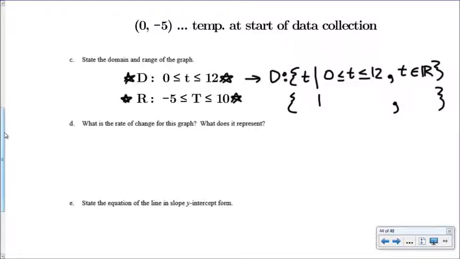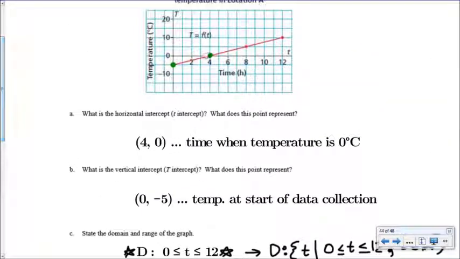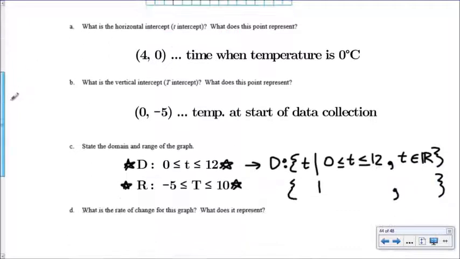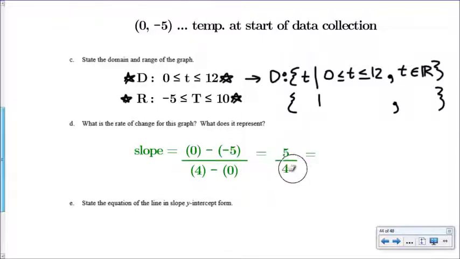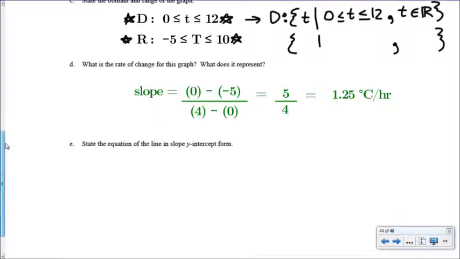What's the rate of change for the graph, and what does it represent? So you can see I've chosen 2 points here. So I've got (4, 0) and (0, -5). So that'll be my x2, y2, x1, y1. So based on those values, I've got that, and there, and 1.25 degrees Celsius per hour. So go ahead and give yourself a mark for that.